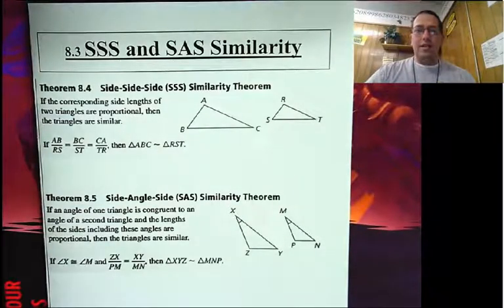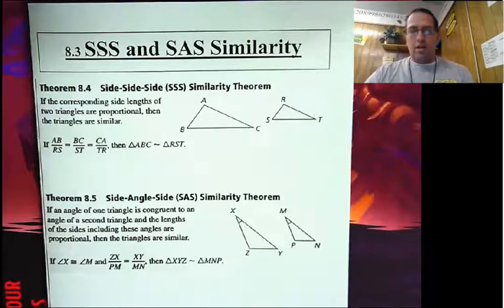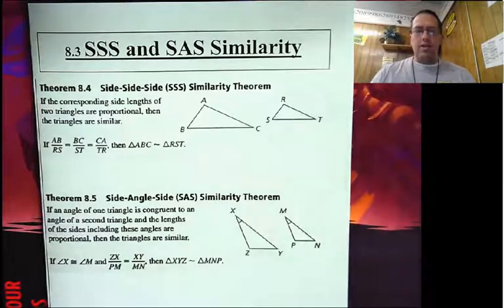Hello class. Today we are looking at side-side-side and side-angle-side similarity. Now, I know you're looking at this thing, side-side-side, side-angle-side. That didn't show similarity. That shows congruence. We had a whole bunch of stuff we did with side-side-side and side-angle-side congruence, not similarity. What's going on here? Well, the theorems are a little bit different. That's what's going on. We're not looking at the exact same thing.